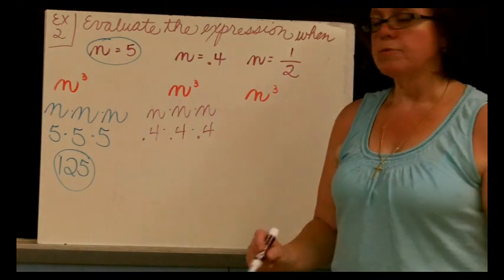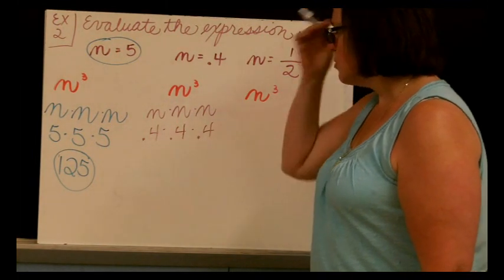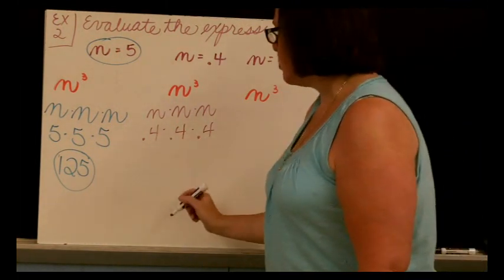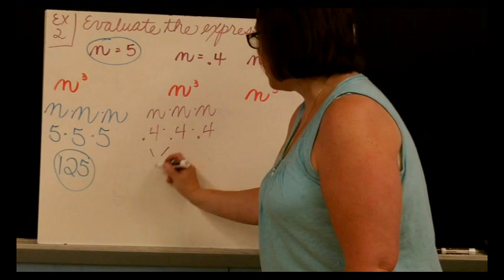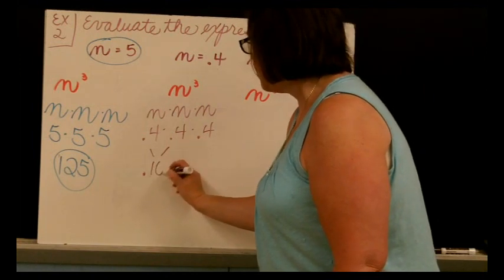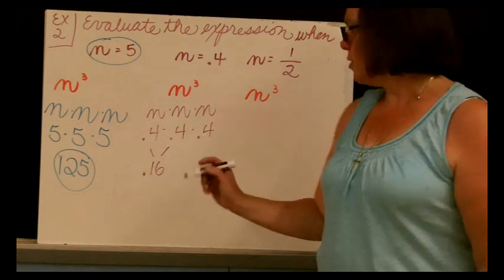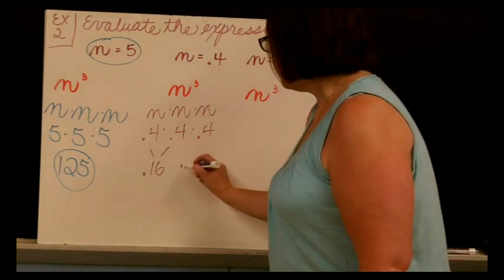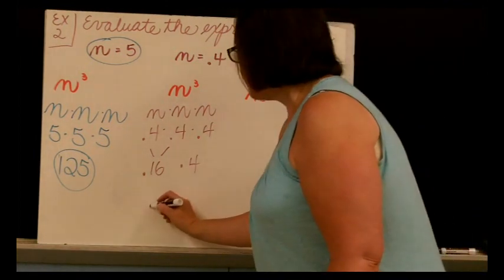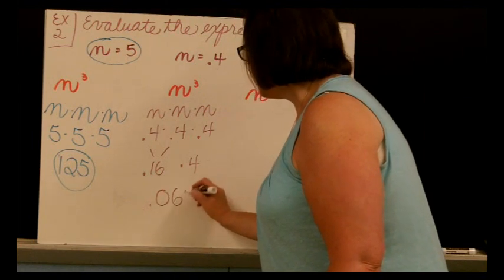And then we solve it. 0.4 times 0.4 is 0.16, and you might want to do that in stages. And then 0.16 times 0.4, to bring this down, is 0.064.